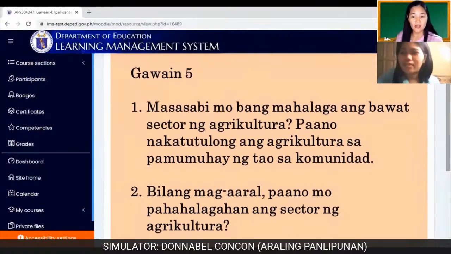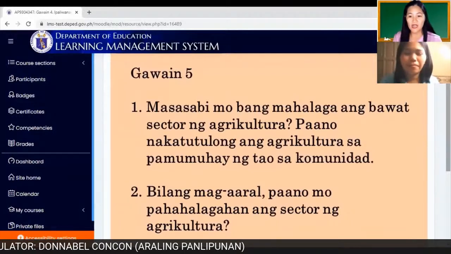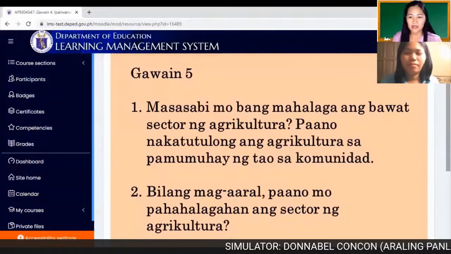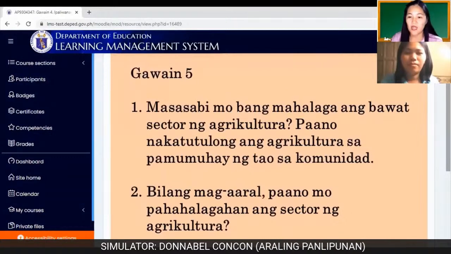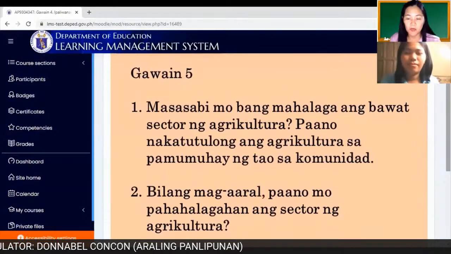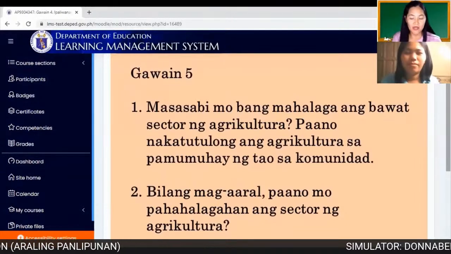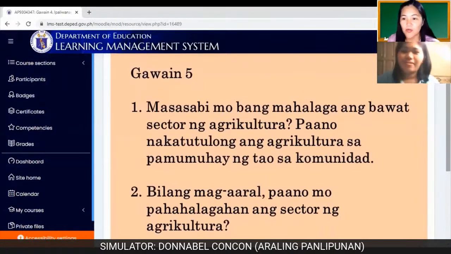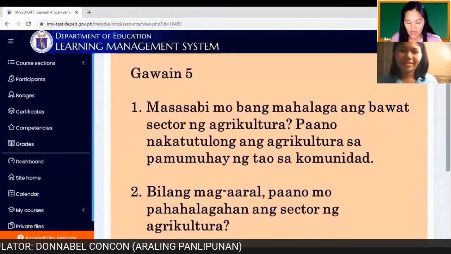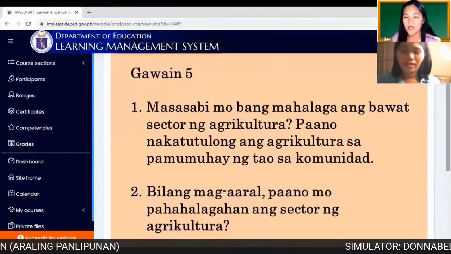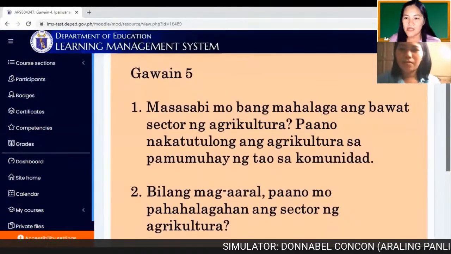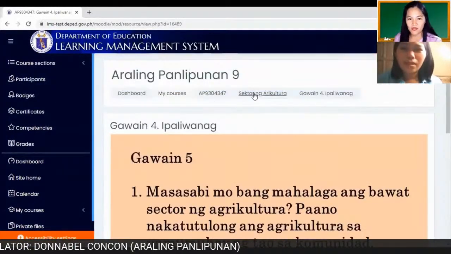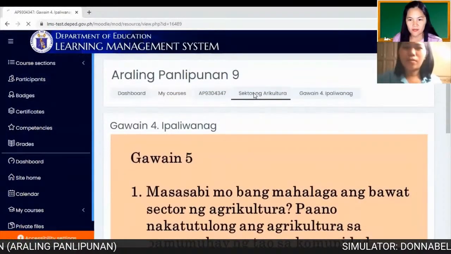Malaki ang bahagi ng agrikultura sa ekonomiya ng ating bansa. Kaya't nararapat lamang na pahalagahan natin ang sektor ng agrikultura, pati na rin ang mga tao na bumubuo nito, kagaya ng mga mangingisda at magsasaka. Ngayon, para sa ating huling gawain, sasagutan natin ang gawain 5. Pwede mo bang i-click sa LMS, Janice, ang gawain 5? Okay po, sektor ng agrikultura.